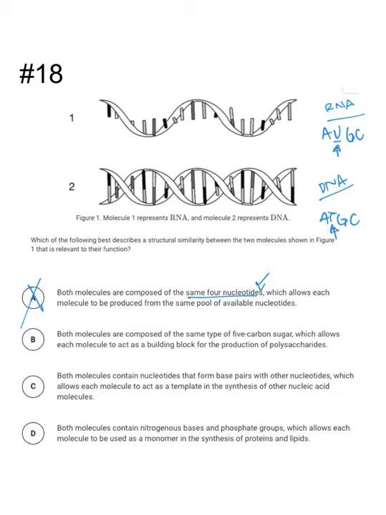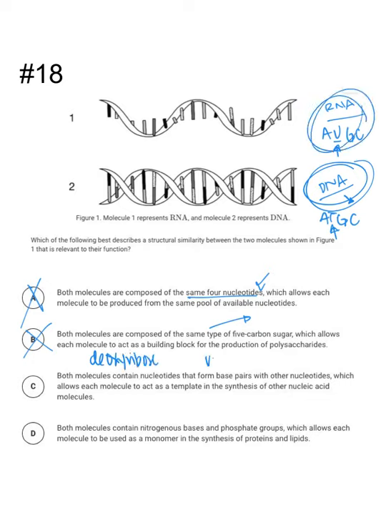Both molecules are composed of the same 5-carbon sugar, which allows each molecule to act as a building block. That is not correct. It is not the same type of 5-carbon sugar. Remember, DNA stands for deoxyribose. And in the name, you hear ribose, deoxyribose. The sugar in DNA is called deoxyribose. And the sugar found in RNA is just ribose. All right, so 2 different 5-carbon sugars. The only difference is that this one has an extra oxygen, and that makes all the difference. So these are not the same 5-carbon sugars.